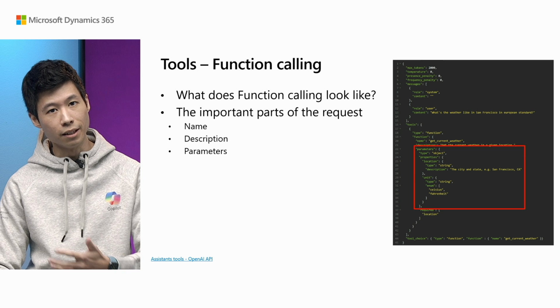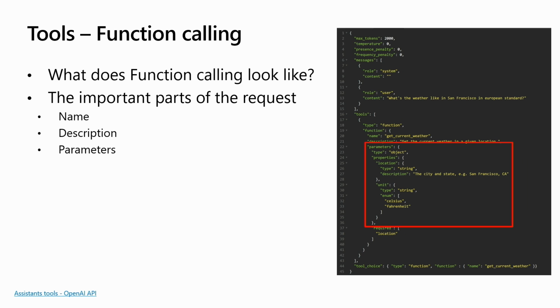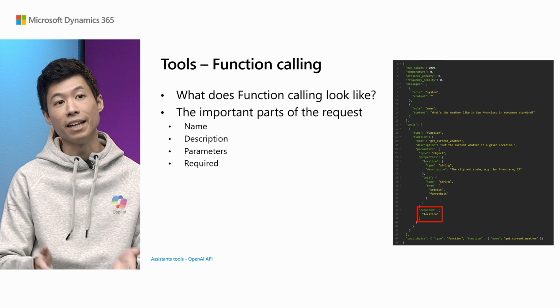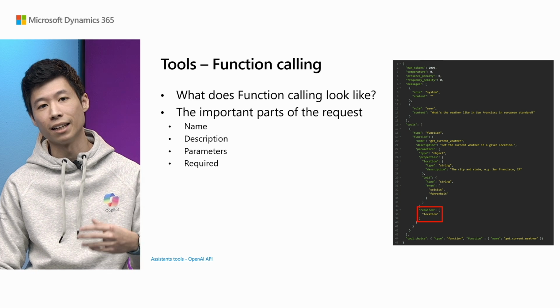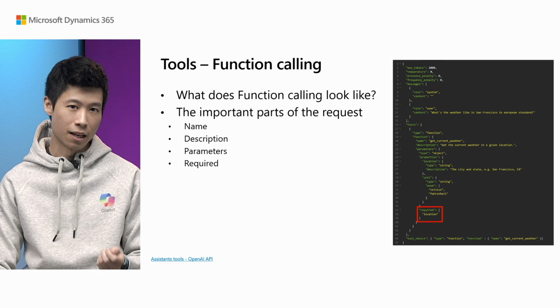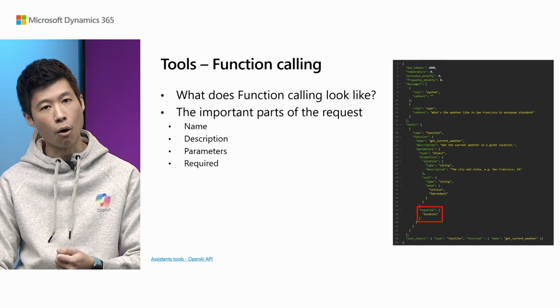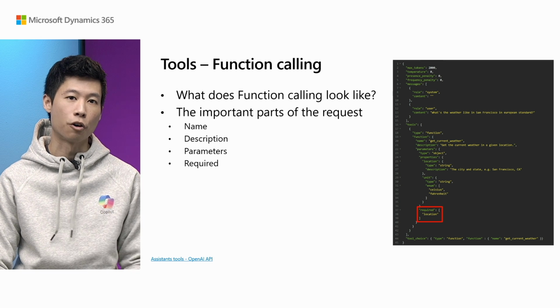Then you have parameters. In this case, my function get current weather takes in two parameters. One is location, and the other one is unit. And lastly, you have a key required. So required basically tells the model that, hey, these are required arguments that I need returned to me. So in this case, I'm only telling it, hey, I need the location, whereas the unit can either be blank or it can be filled in depending on what kind of context is gathered from the input.